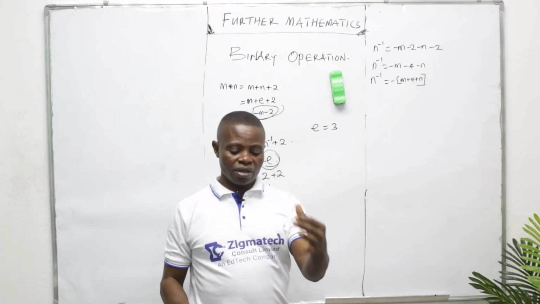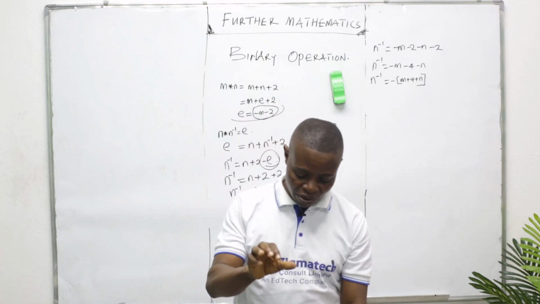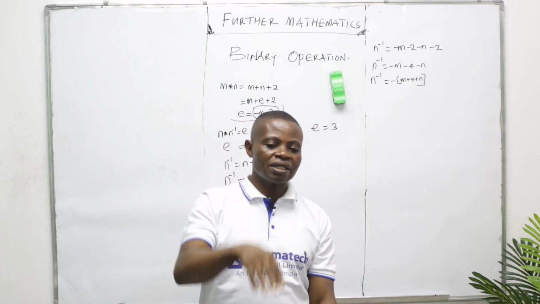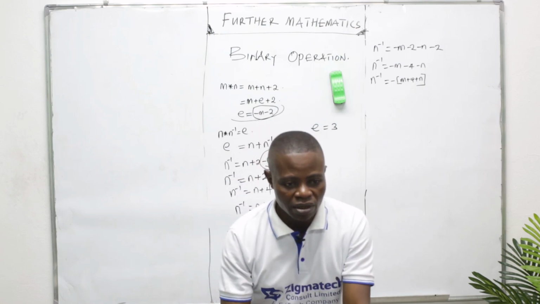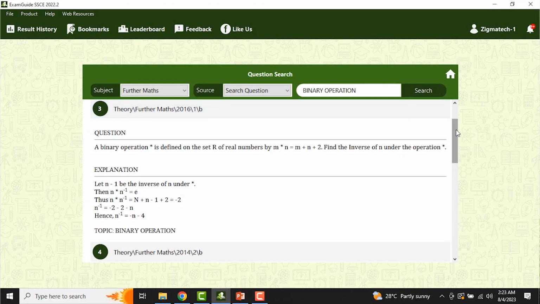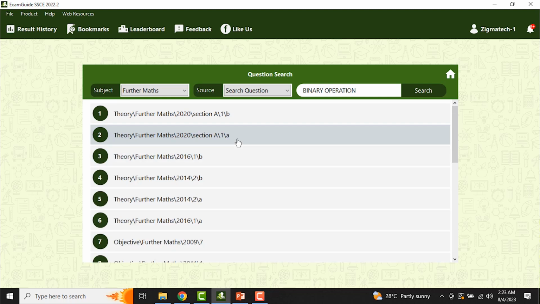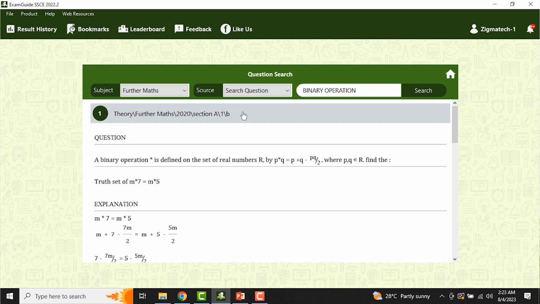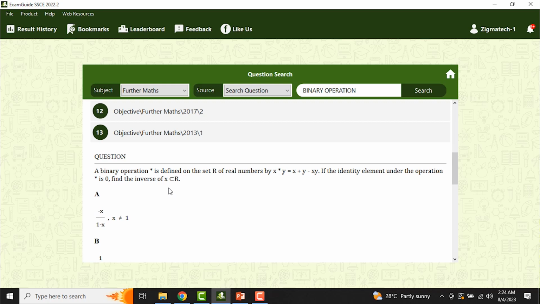Okay, let's trace another one where instruction will be given to us. That's taking the identity element to be so. Now let's look at that type. We'll check. Find the inverse of a binary operation defined on the set of real numbers if the identity element under the operation is 0. Good. Can you see this one? Identity element was given, so you are not going to struggle with the question.